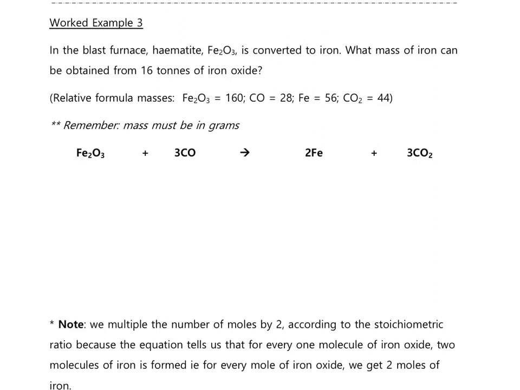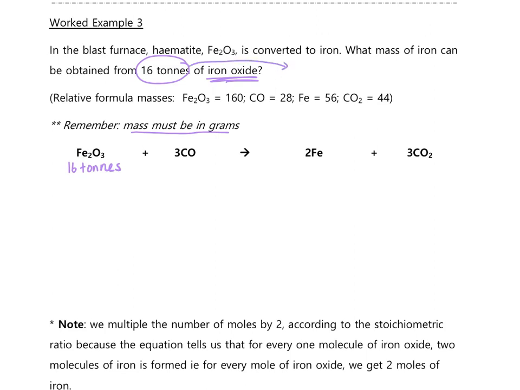So let's follow exactly the same steps. Step number 1 is write the information that you've been given underneath the relevant part of the equation. So the mass I have been given is 16 tonnes, and that's of iron oxide, Fe2O3. So I could write underneath here 16 tonnes. But what I need to remember is that I can't use tonnes in my equation. The mass must be in grams. So how do we convert tonnes into grams?